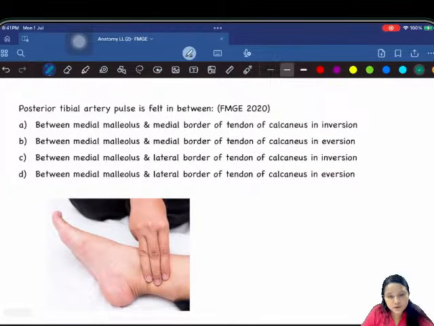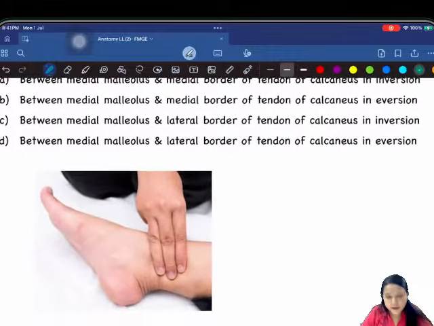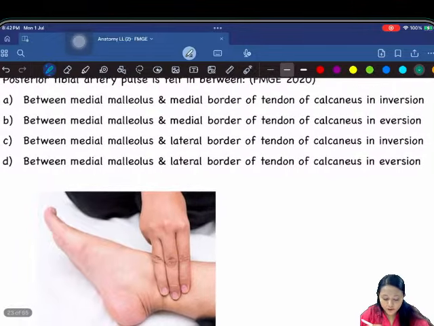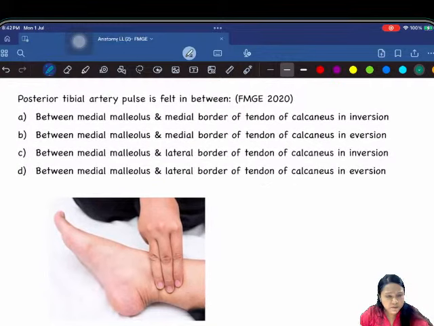Now, this is a question which has been repeated in one or two FMGs. Okay, so the posterior tibial artery pulse. They have asked this question in many ways. Sometimes they have asked by giving an image, and they are asking to identify the artery in which the pulse is felt. Sometimes they are giving such big options. Okay, so this has been repeated many times.